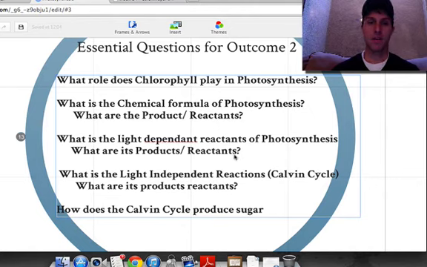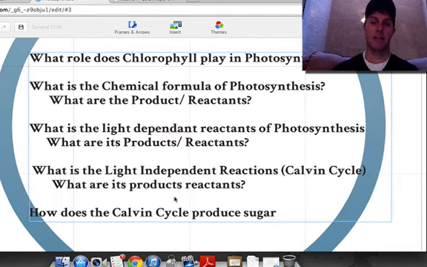Light-dependent reactions. So now we're going to break it into the two reactions. Light-dependent reactions take the water and the sunlight, and produce oxygen and ATP and NADPH. The oxygen is given off to the atmosphere. The ATP and NADPH go into the light-independent reactions, along with CO2, and it makes glucose.